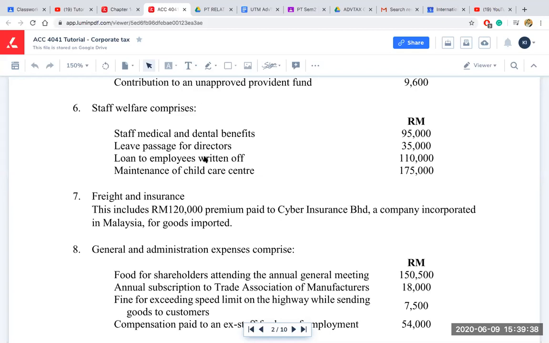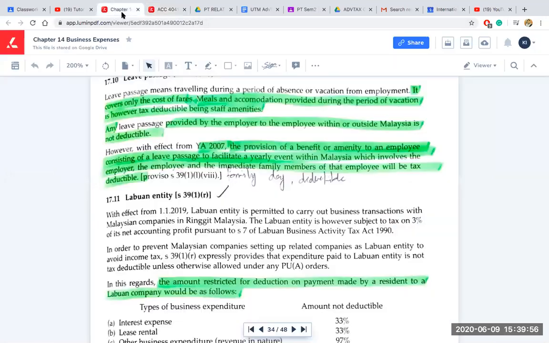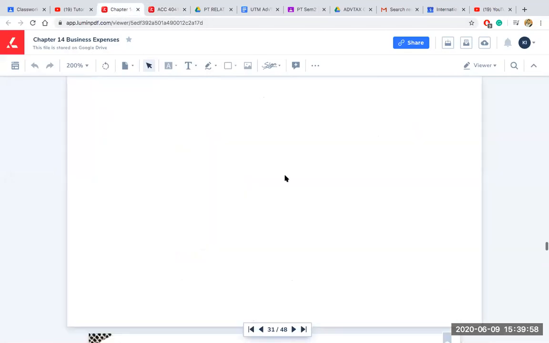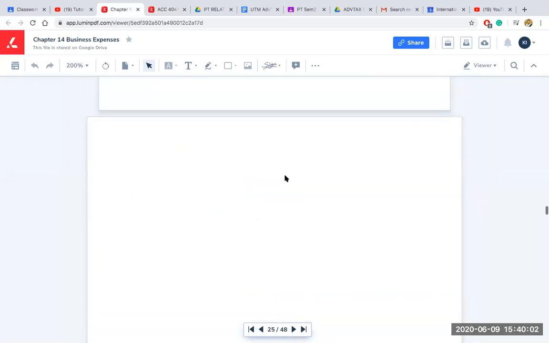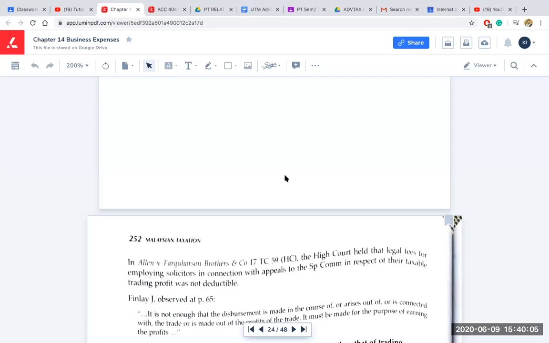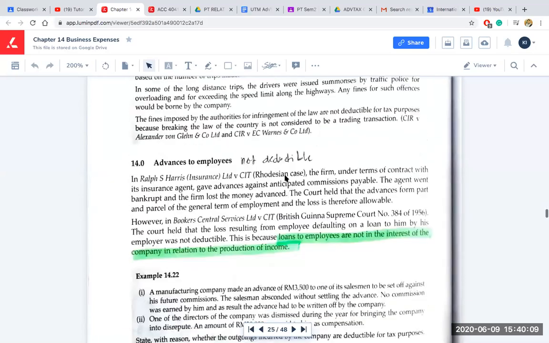Alright. So in the textbook, dia ada on that item actually. Loan to employees, dia ada. Page 252? Cuba try. Patah balik lah. Kita patah balik. Eh, kat sini. Chapter 14. Page 258. Violation expense incurred, advance to employee, right?